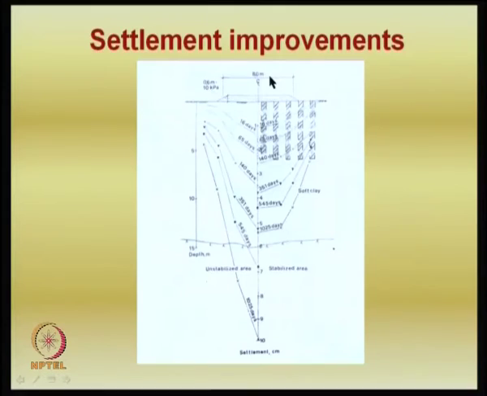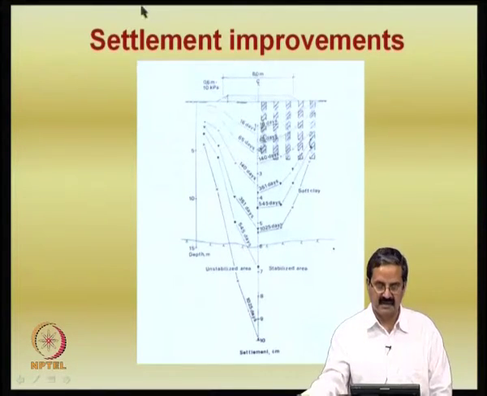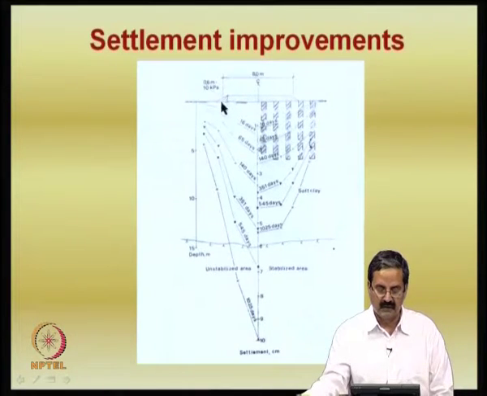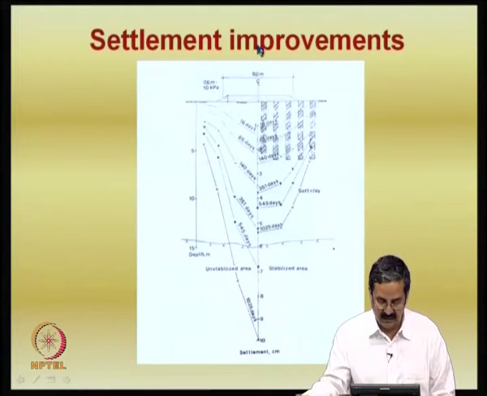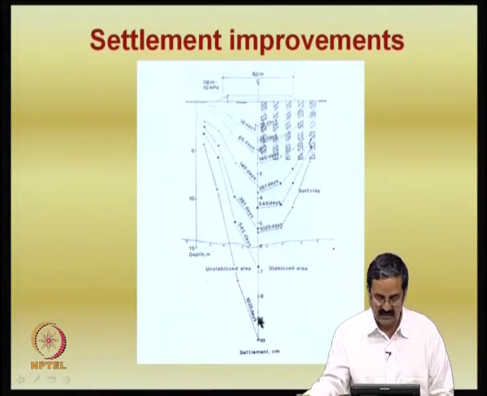Actually, people have observed the settlements. You can see that this is the stabilized area, this is the unstabilized area. In the case of an embankment, it is a small embankment, 0.6 meters height and 10 kPa is the load only, and these are all the settlement profiles, settlement in centimeters. So, like these are 10 centimeters, okay, 100 mm.